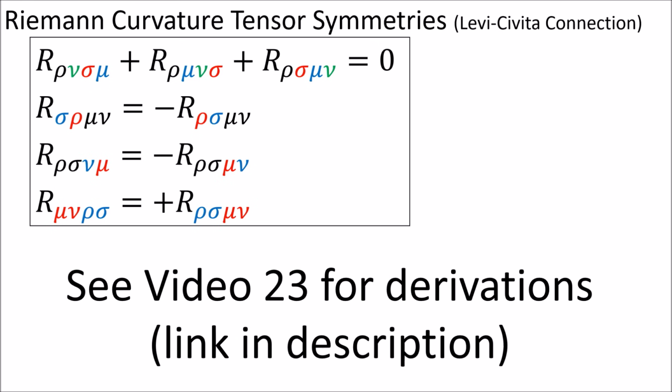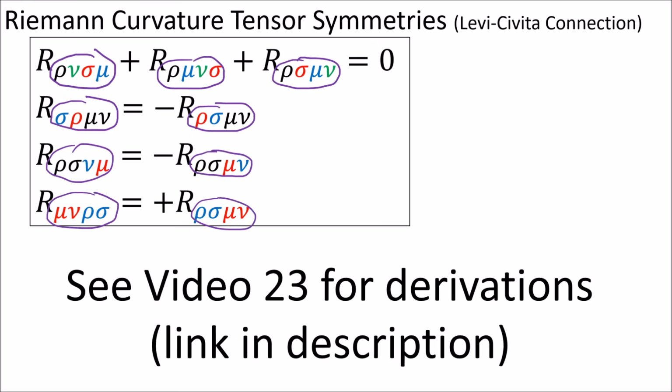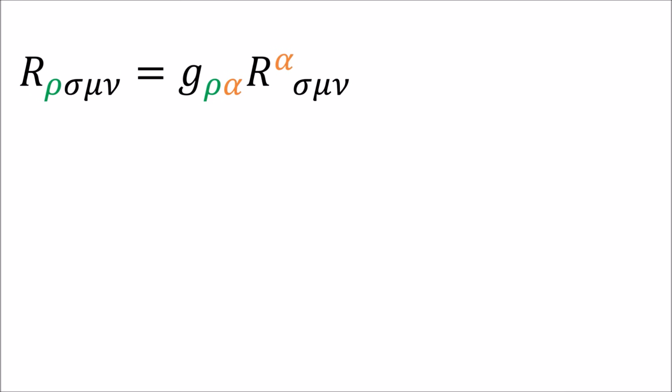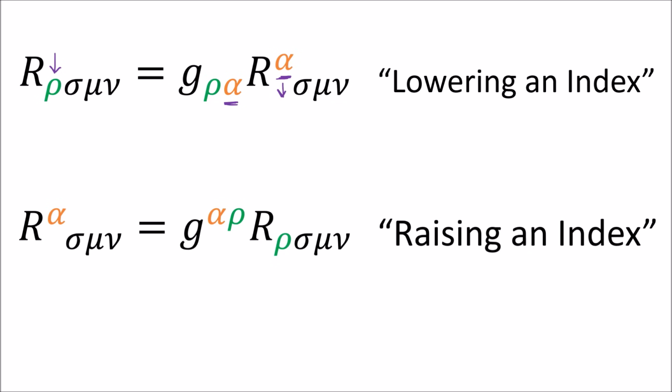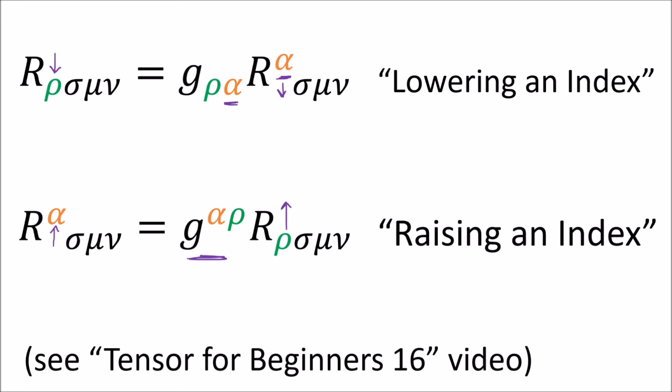You might notice that the Riemann tensor is written with 4 lower indices here. This is a shorthand notation for a summation of the Riemann tensor with the metric tensor, and is called lowering an index. We can re-raise the index by doing a summation with the inverse metric tensor. My Tensors for Beginners video 16 talks about raising and lowering tensor indices in more detail.